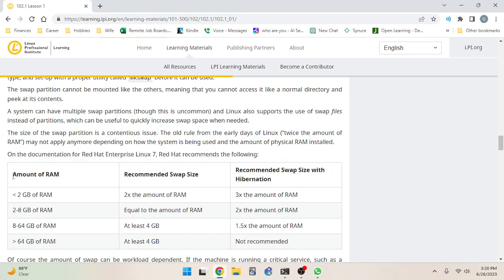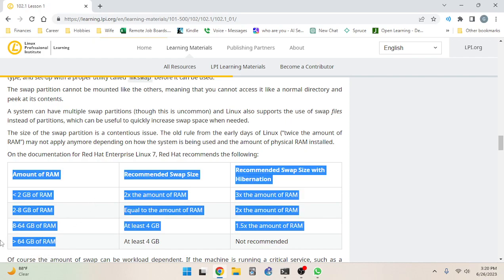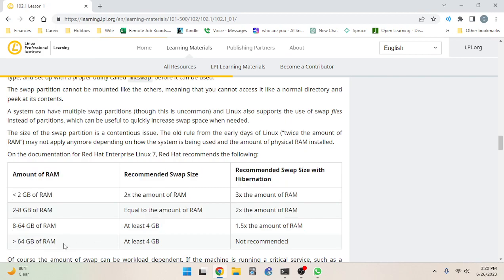So it's dependent on your amount of RAM. On my system, I have 96 gigabytes of RAM. So for me, it would be recommended to have at least 4 gigabytes, and then the recommended swap size with hibernation. It doesn't recommend to do that. So it's based on the amount of RAM. The more RAM you have, the bigger your swap size needs to be.